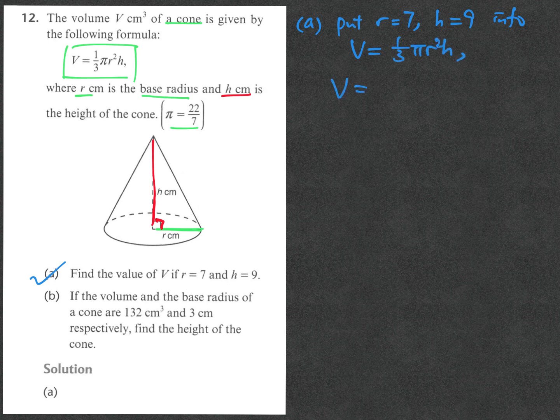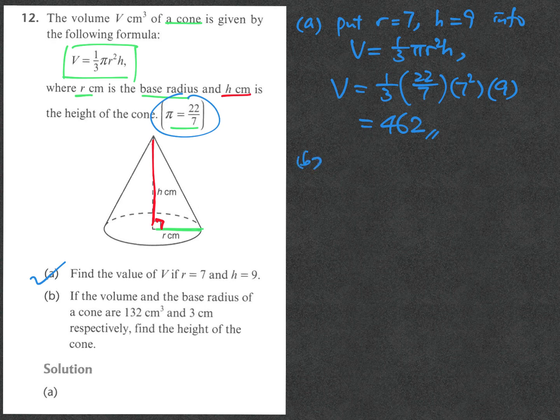The first one will be very easy because you're asked to do substitution. That's why we start with, we put R to be 7, h to be 9 into the formula that you have to copy directly, 1 over 3 pi r squared h. So the volume will be 1 over 3 pi, as requested in the question, we pick 22 over 7. R squared would be 7 squared, that means 49, and h is 9. By using your calculator, you get 462. So it is the volume.